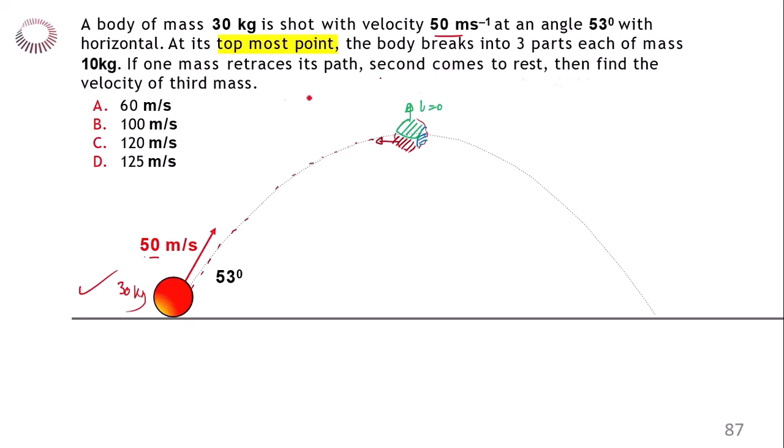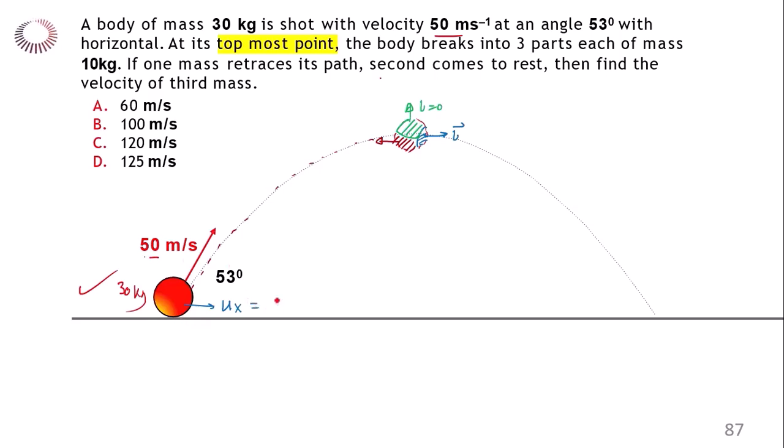And you are asked to calculate the final velocity of the third mass. That means the velocity of the blue. So let us say this is the v vector. Now how to calculate that? On reaching the topmost position, just before explosion, the ball is moving with a velocity of only ux. At the top of the projectile, velocity is only along the x direction, no uy.